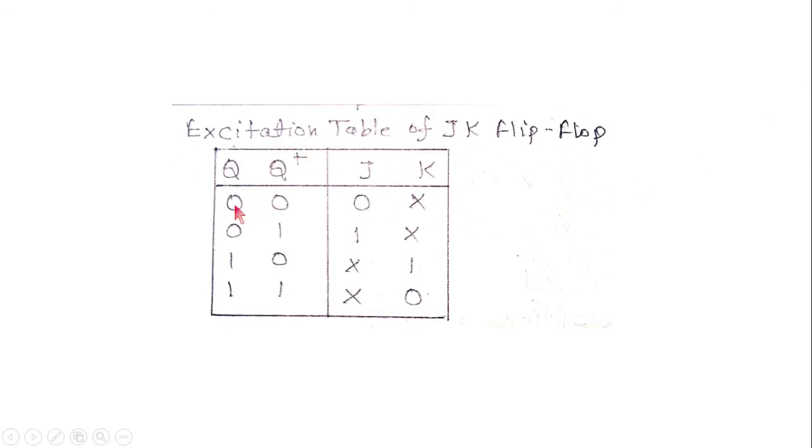If the present state is 0 and next state is also 0, so what should be the combination of J and K? 0 and don't care. Don't care means it could be 1 or 0. If we take 0, the output is 0. If we take 1, J is 0, so output is 0. Again, input is 0, next state is 1, it means it is getting toggled or getting set.